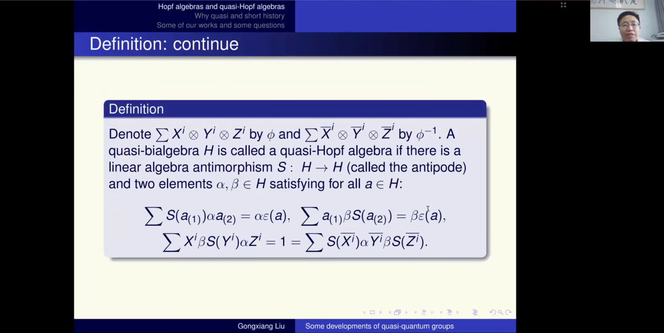Now if we denote the associator in this notation, the antipode is also defined as an algebra antimorphism, and the other two elements satisfy the following compatible conditions. Maybe you'll find that this compatible condition is much more complicated than in the Hopf algebra case. So I have to say Drinfeld is great. Drinfeld invented this definition. We will recall why he found this definition.